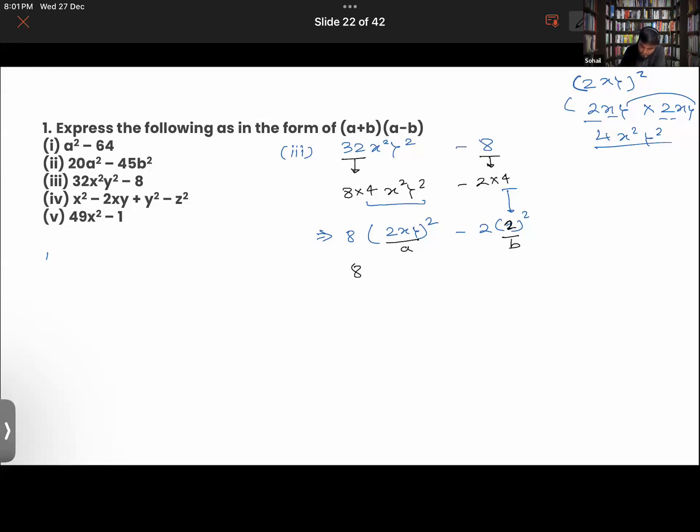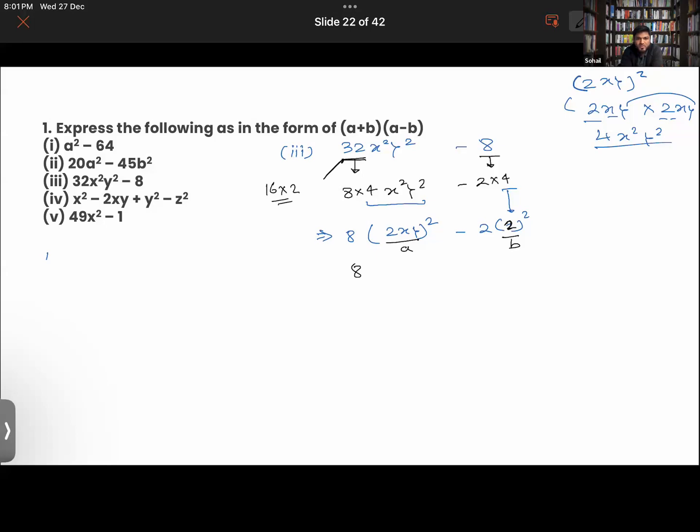Sir, but what about -2? That's what I'm thinking of. How do we write this one? 32x square y square minus 8, that is 8 times 4, that is correct. How about we write this given question as 16 times 2? Yes, we were to write it as 16 times 2, 32. If we write it in the format of 16 times 2.